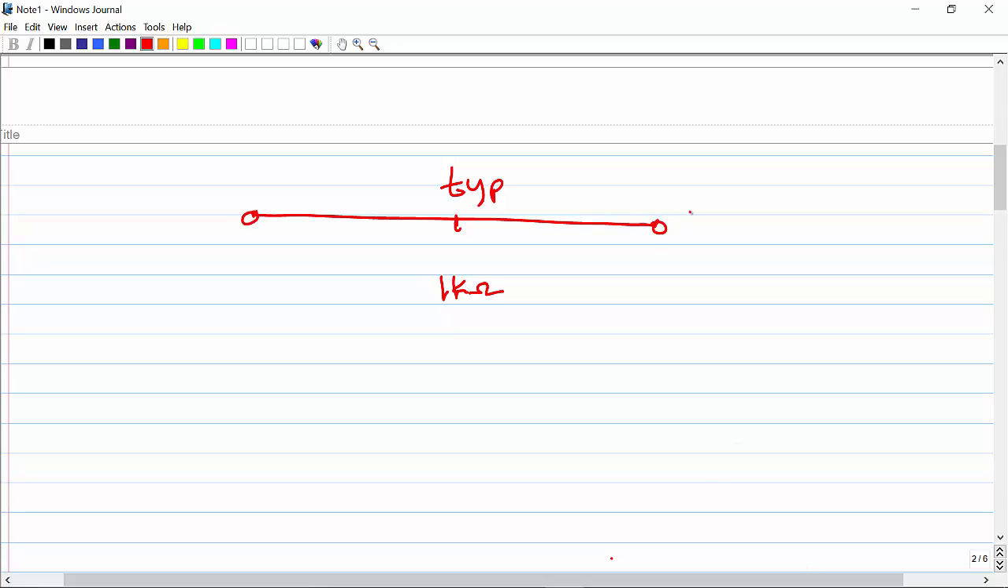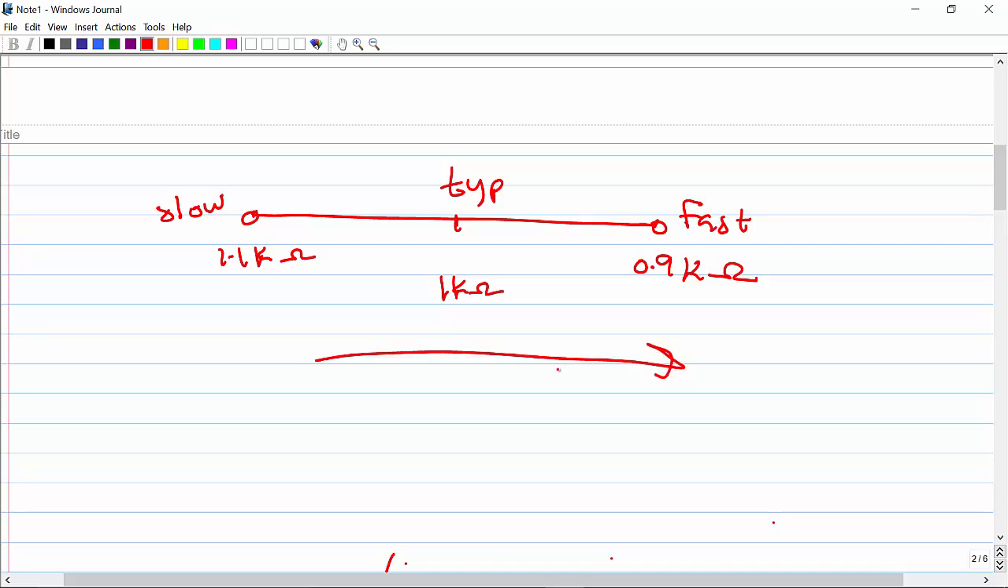In the fast corner, the value will be less than 1 kilo ohm, for example, assume it is 0.9 kilo ohm, and in the slow corner it will be 1.1 kilo ohm. So this is the maximum variation that we can expect in a resistor when we manufacture it.